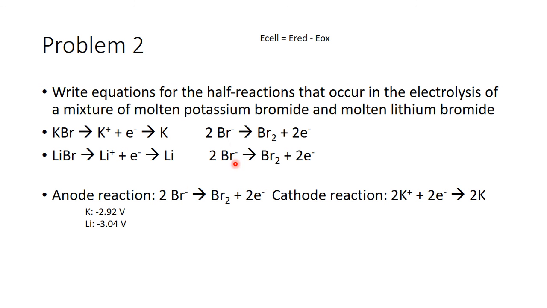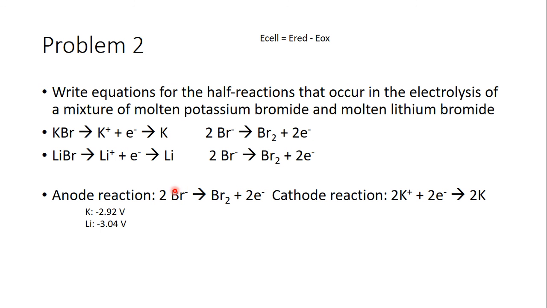The anion reaction is the same, so we don't need to worry about that. But for the cation reaction, we have 2 choices. To decide, you look at your electron potential, or your reduction potential, and you want to choose the most positive element. Whatever is the most positive in an electrolytic cell will want to be reduced more. So potassium is a little more positive than lithium.